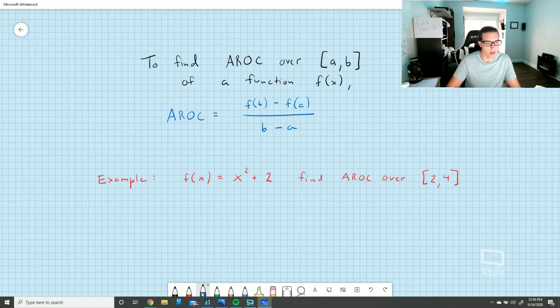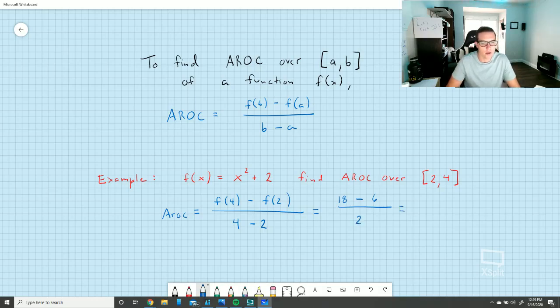So from our formula right there, we see that the AROC should be f of 4, so what I get when I plug in 4, minus f of 2, all over 4 minus 2. Well, when I plug in 4, I get 16 plus 2, which is 18, minus, when I plug in 2, I get 6, all over 4 minus 2, which is 2. So 18 minus 6 is 12, and 12 divided by 2 is 6. 6 units per unit, depending on what. We didn't give this one a physics context, so we'll just say the rate of change is 6.